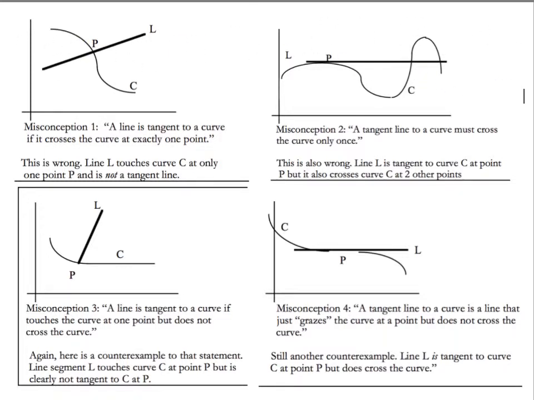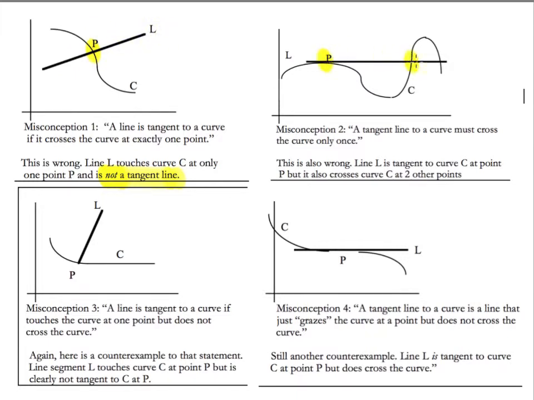So the first misconception is that a line is tangent to a curve if it crosses the curve at exactly one point. So line L here crosses this curve at point P, but it is not a tangent line. So just because it crosses it once does not necessarily make it a tangent line.